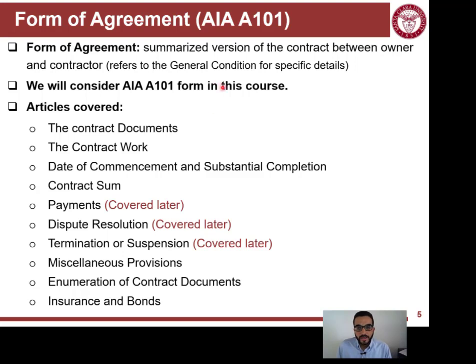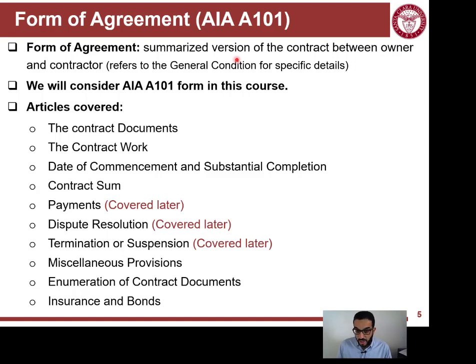So for the AIA, the first form here is A101, the form of agreement. It's a summarized version of the contract general conditions. So they summarize things in fewer pages than the AIA A201. So the A101 is a shorter, more concise version of the contract.